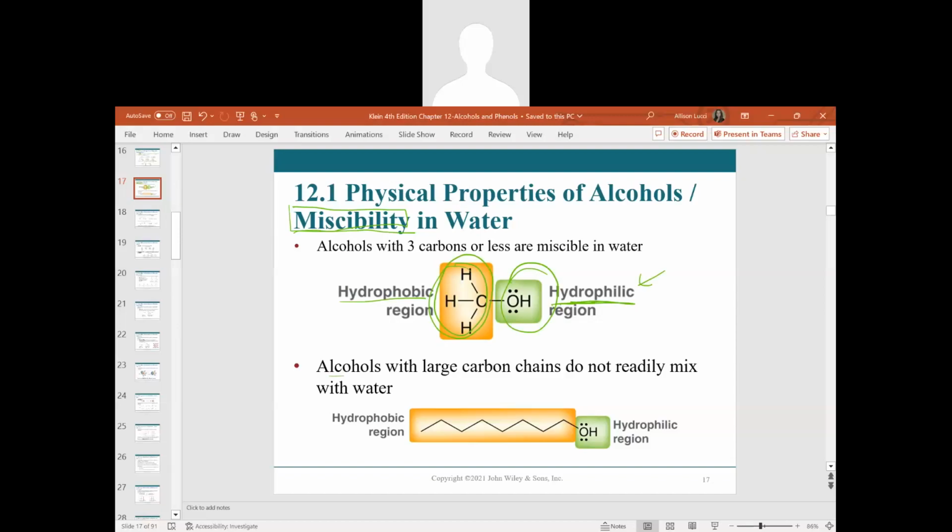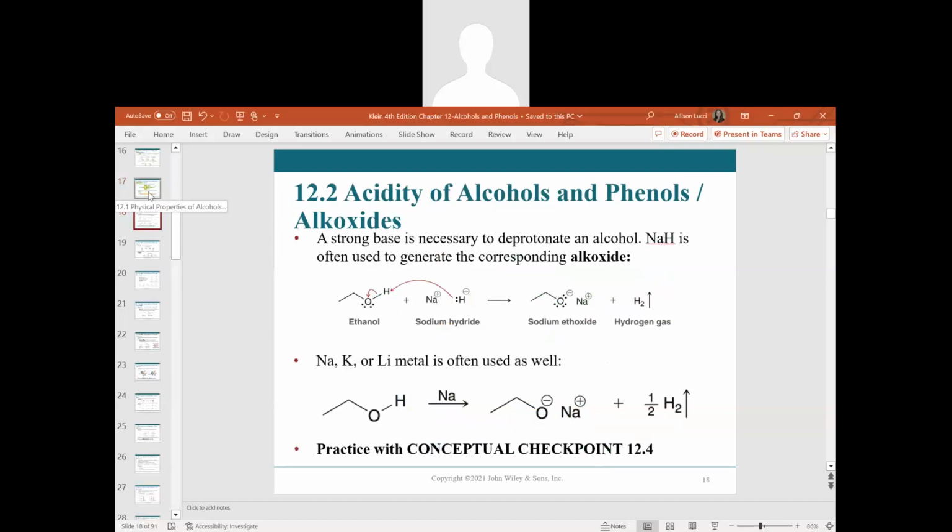And depending on the size of your alcohol, for example, down here, those with large carbon chains would not readily mix with water as the smaller alcohol chains do. So methanol and ethanol, for example, those are 1 and 2 carbon chain hydrophobic regions. So those would still mix fairly well with water. So we'll continue with the next section, which reviews the acidity of alcohols and phenols and alkoxides as well.